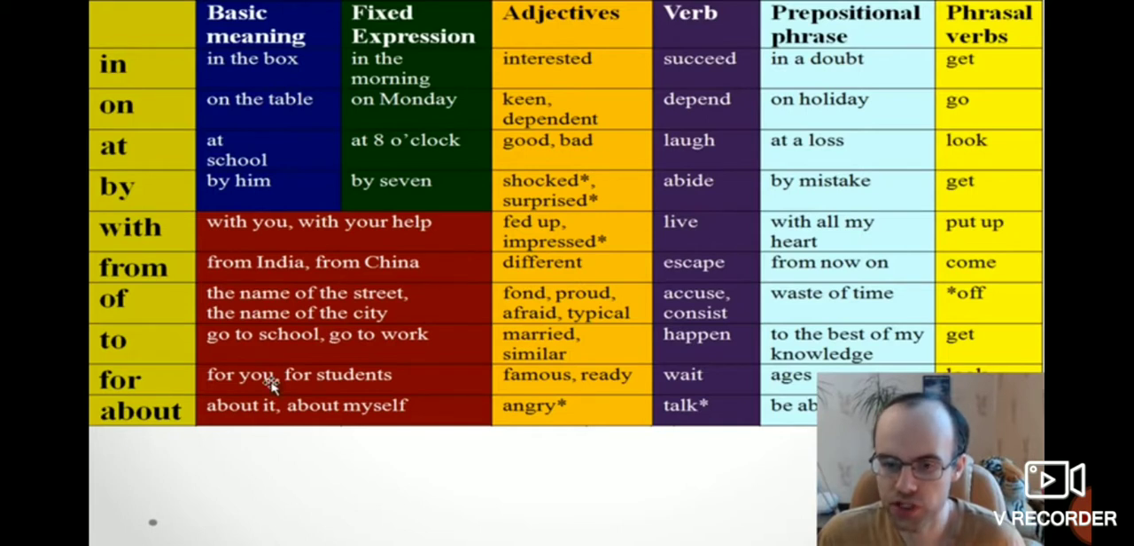For you. For example, this is for you. These lessons are for you. For students. So these lessons are for students. Or it's easy for students. Okay, about.